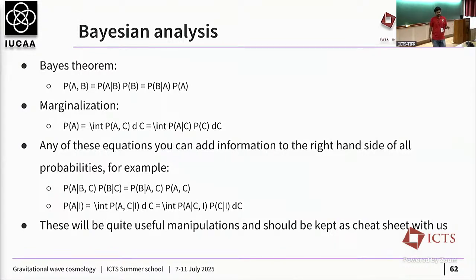Now, when you write any of these equations, in principle, you can even add some information, which may be some kind of prior information that you have, to the right-hand side of all these probabilities. Okay, so let me show you. Let's suppose this prior information is C here. So how do I modify this equation? Instead of P of A given B, I can say P of A given B comma C, some extra information that you have, multiplied by P of B given C, will be the same as P of B given A comma C, and then P of A given C. Sorry, this should be a given.